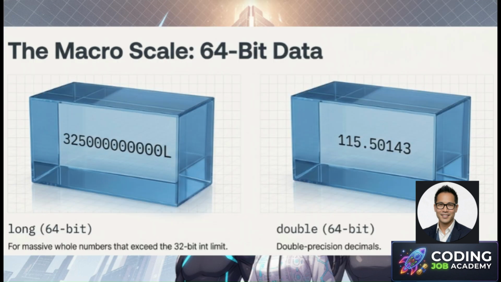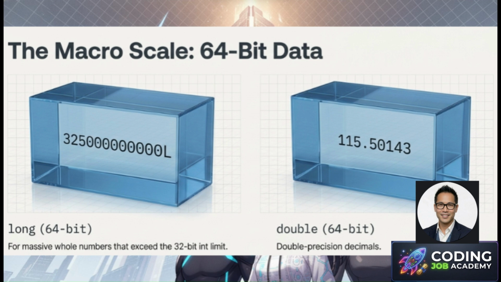Long and double. Finally, we reach our 64-bit heavyweights. First is the long data type, which we use for massive whole numbers that blow right past that 2.1 billion limit of the int data type. Think about modern giant companies like Apple and Nvidia. If you try to calculate their total market capitalization with a standard int value, the number would be so big it will overflow and crash your entire Java program. Using a 64-bit long data type instead of an int is much better in this case.